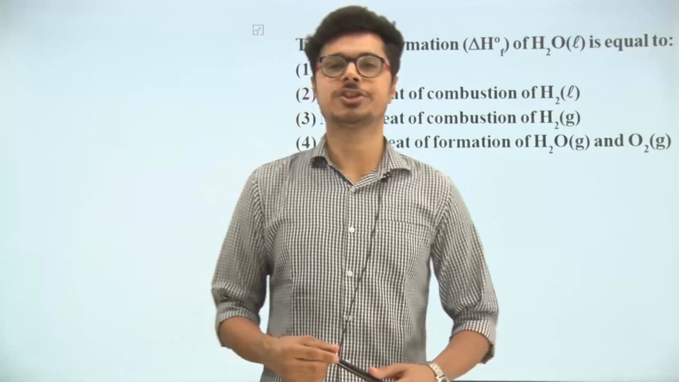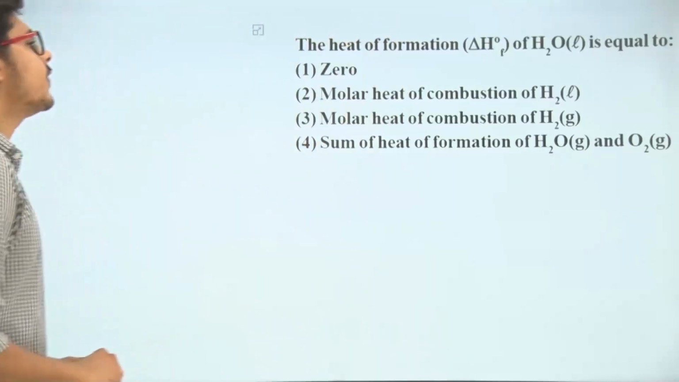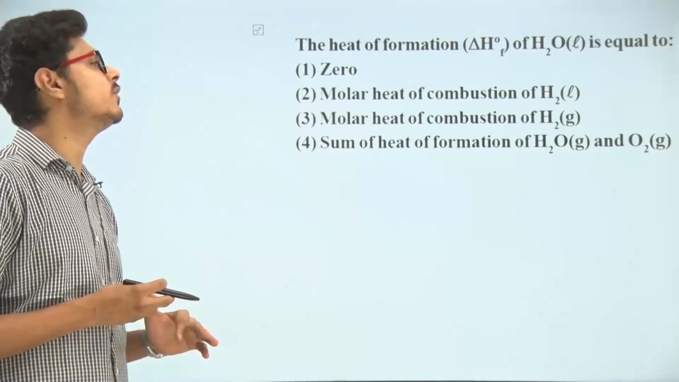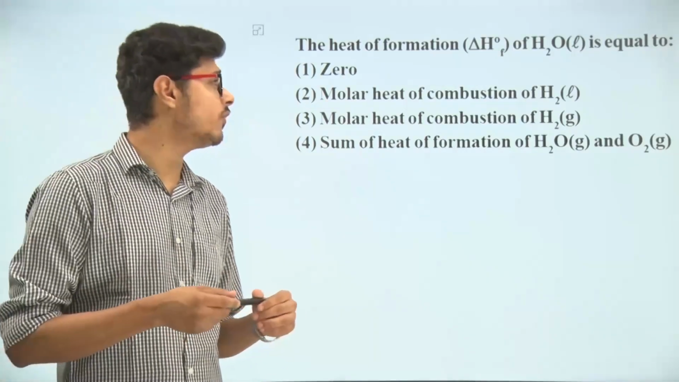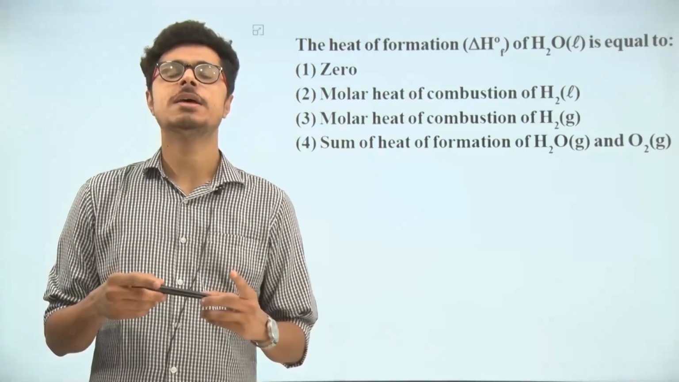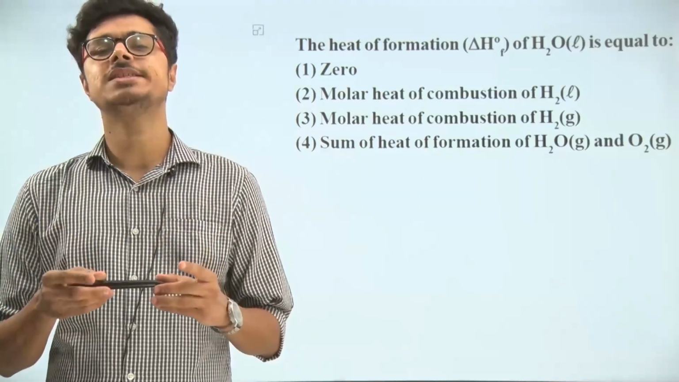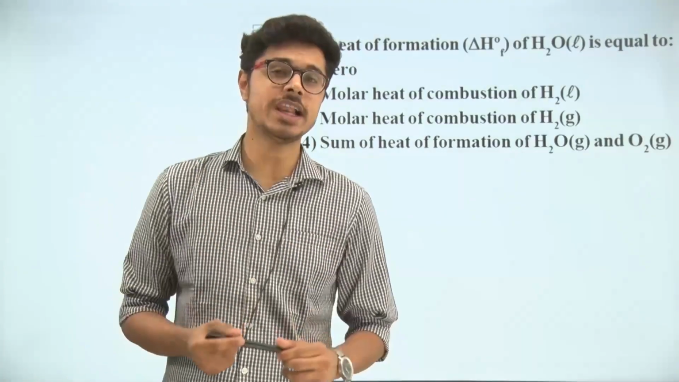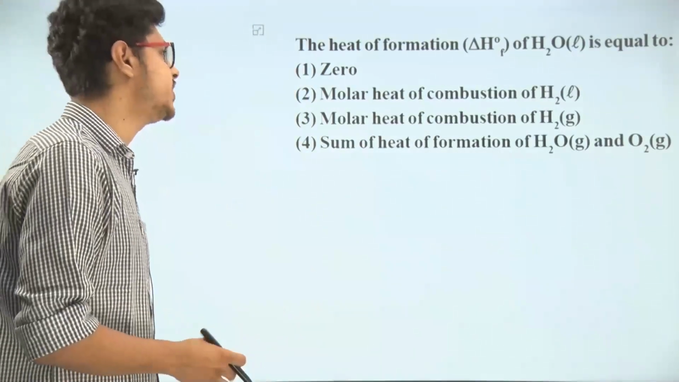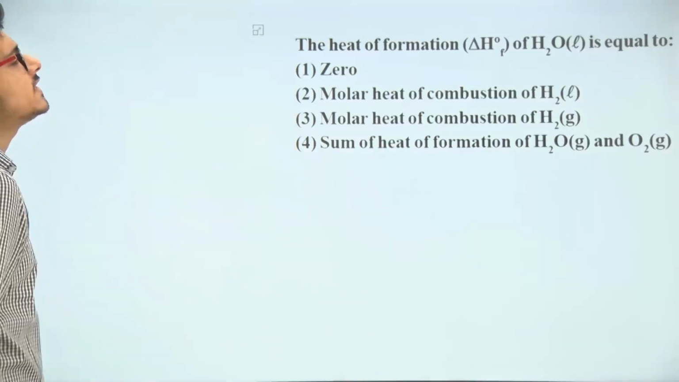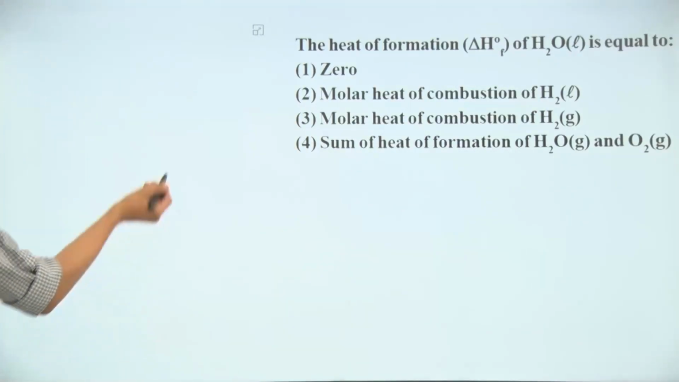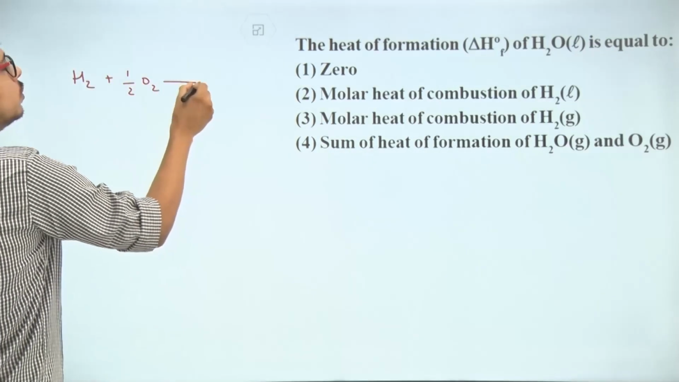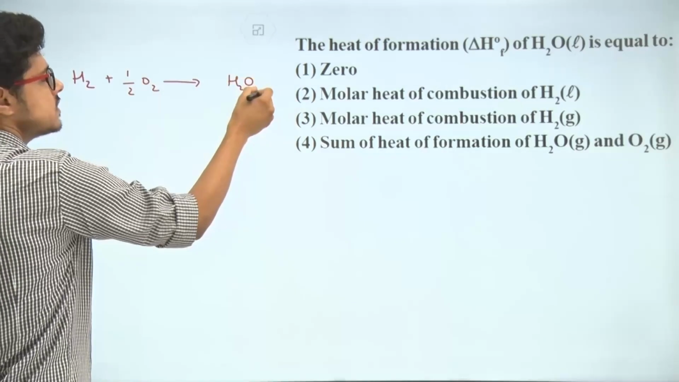Okay students, coming to the next question. Our next question is: the heat of formation, delta H naught F, of H2O liquid is equal to. So what is heat of formation, or what is enthalpy of formation? Basically, enthalpy of formation is the enthalpy change when 1 mole of a compound is formed from its constituent elements in their standard states. So here delta HF naught for H2O liquid: H2O liquid will be formed from H2 plus half O2. This will give 1 mole of H2O.